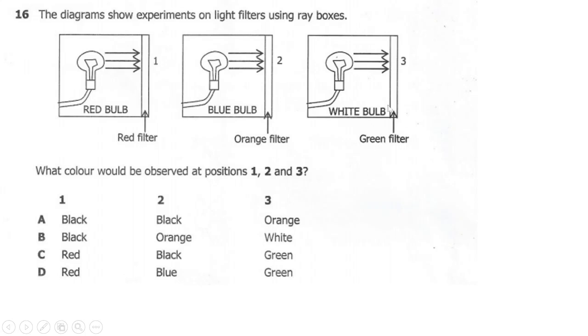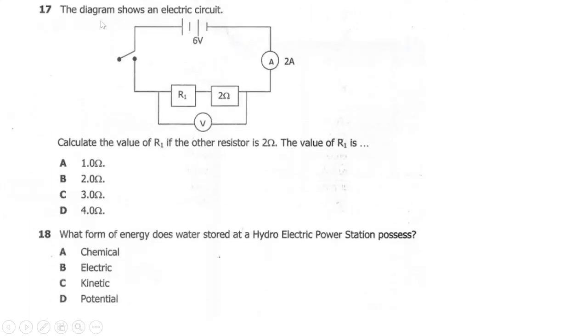Then the green filter will only allow green color to pass through and block any other color. Now since we have a white bulb, which means it consists of light with all the colors, the 7 colors, all the other colors will be blocked except green. So green will be the one that will pass here. So here we have red, black, green. So the answer is C.